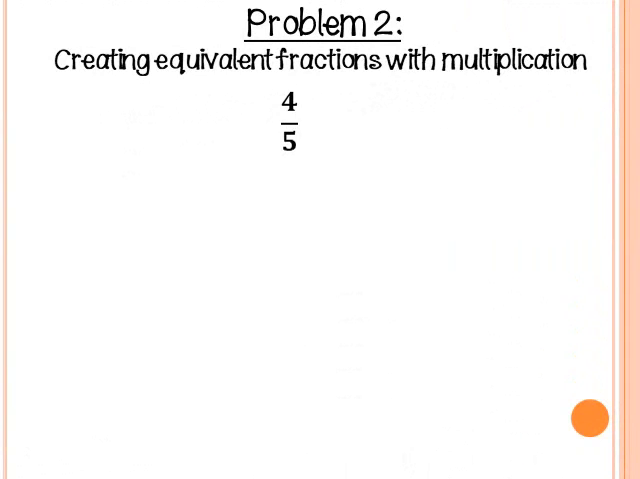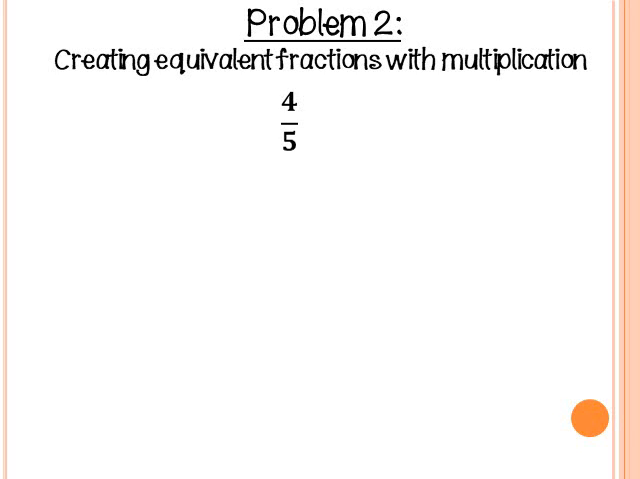Problem number 2, we're going to create an equivalent fraction with 4/5. You can choose any number you want. You just cannot use 0 or 1, because when you multiply by 0, you're going to get 0 for the numerator and the denominator, so they will not be two different numbers. And with 1, you'll actually get the same exact fraction. So you have to choose something other than 0 and 1.